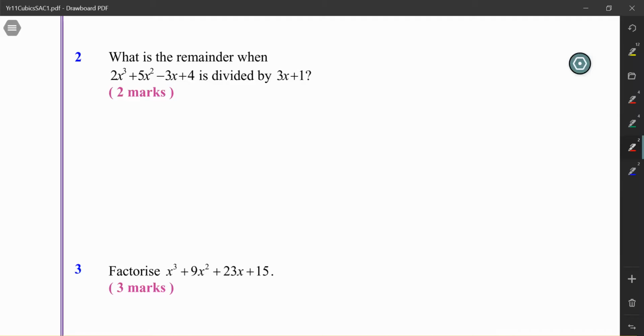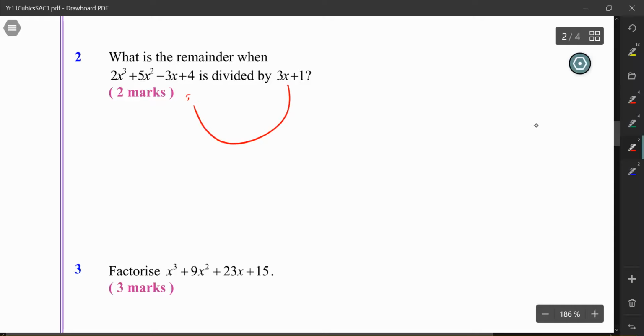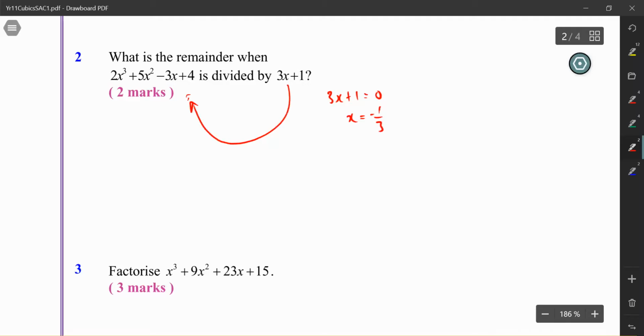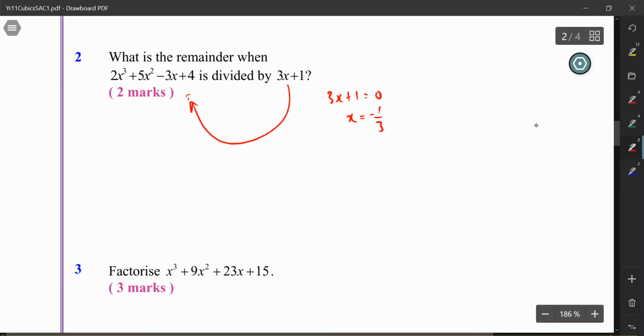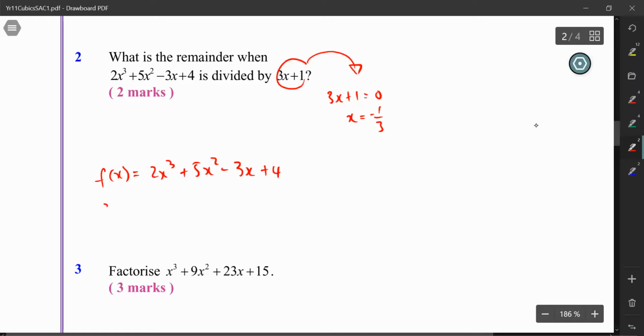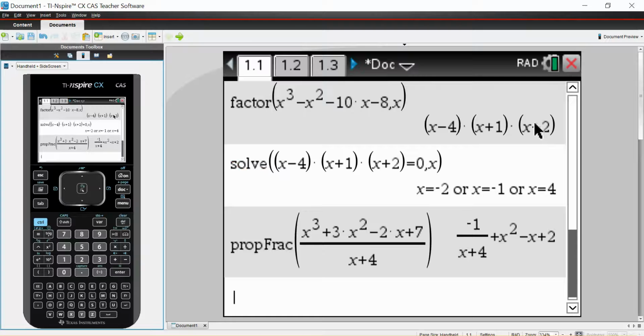Okay. Cool. Next one, what is the remainder when this is divided by this? So really you can use the remainder theorem and rearrange it. So 3x plus 1 equals 0. That means x is equal to -1/3. You can sub x equals -1/3 into the equation and get the result. So from here you would say f of x is equal to 2x cubed plus 5x squared minus 3x plus 4, and we can say f of -1/3 is equal to, and you can use your calculator to sub that in.